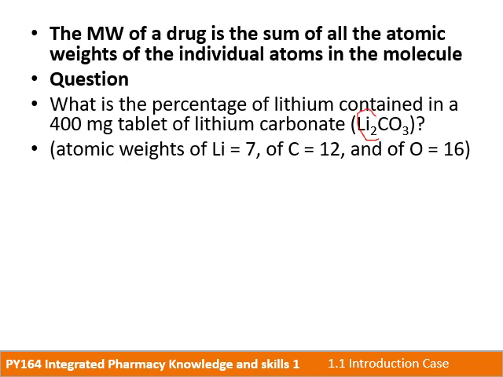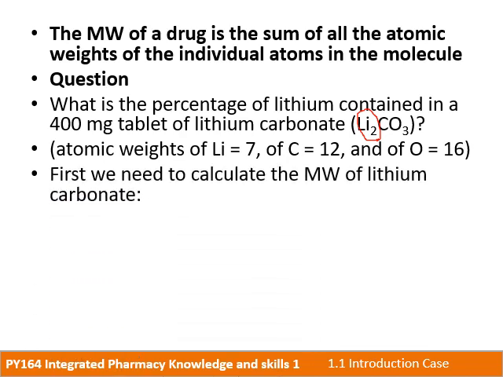So here we have the formula Li2CO3, so 2 atoms of lithium and a molecule of carbonate, which is 1 atom of carbon, 3 atoms of oxygen. You would be given the atomic weights. Okay, so here we've got lithium is atomic weight of 7, carbon atomic weight of 12, and oxygen is 16.